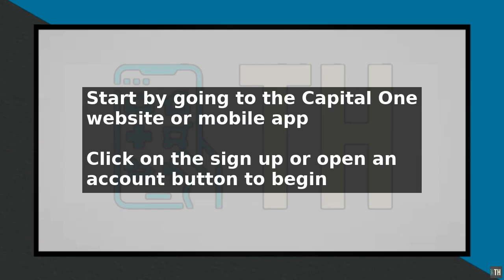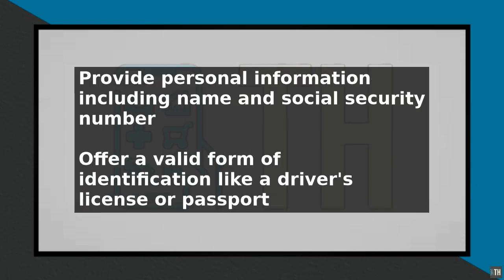You will be asked to provide some personal information, including your name, address, date of birth, and social security number. You will also need to provide a valid form of identification, such as a driver's license or passport.